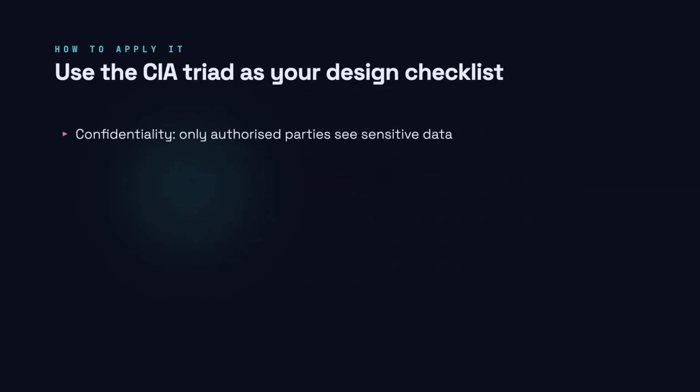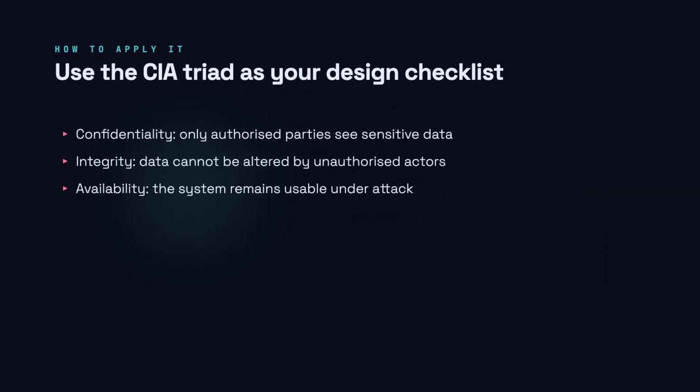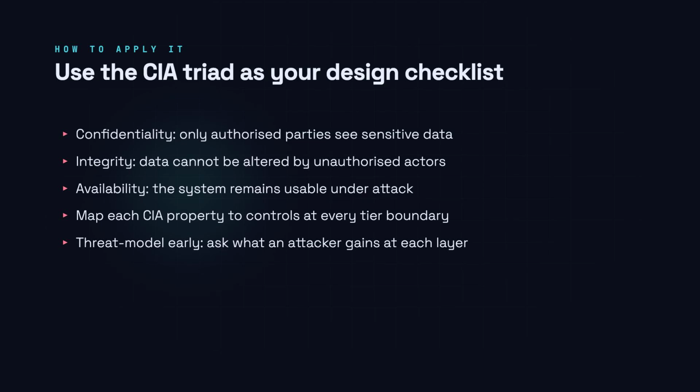The CIA triad, confidentiality, integrity, and availability, gives you three concrete questions to ask at every tier boundary. Can an attacker read data they should not? Can they alter it without detection? Can they deny access to legitimate users? When you threat model during design, before code exists, you can assign the right controls to the right tier, rather than scrambling to patch holes later. Run this check at every boundary, presentation to business logic, and business logic to data.